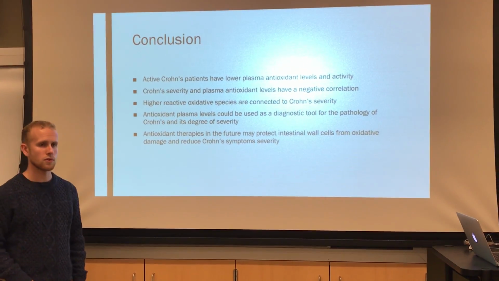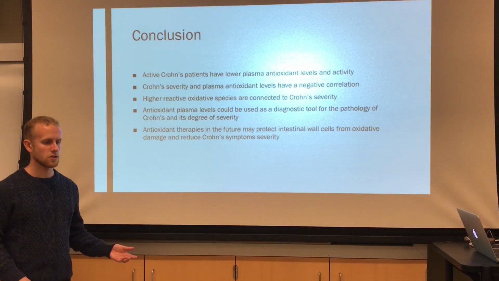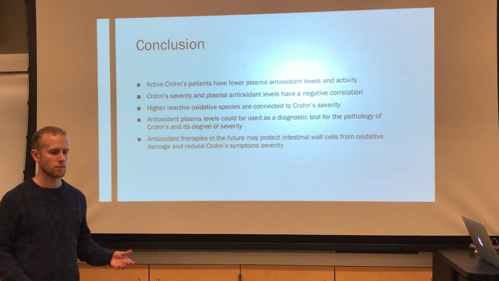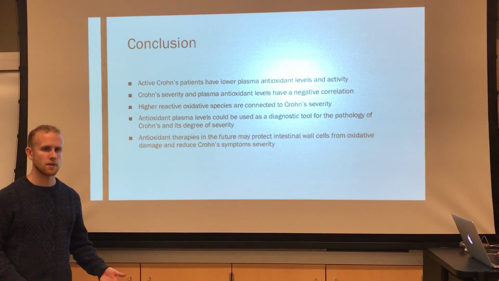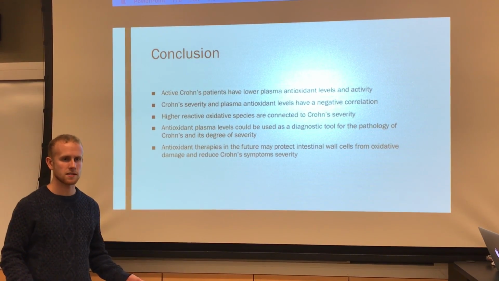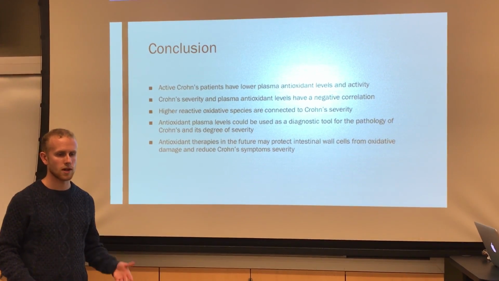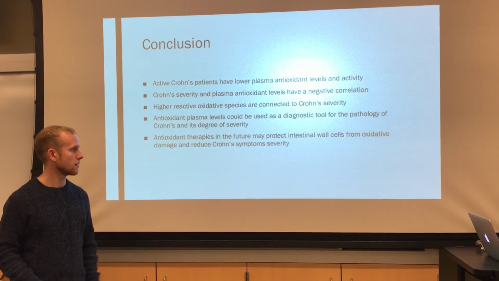Antioxidant plasma levels could be useful as a diagnostic tool of severity, so they could use that to gauge if a patient might worsen via their high levels of ROS or low levels of plasma antioxidants, and they can try to treat them preemptively with harsher medications to try to delay the onset of severity.